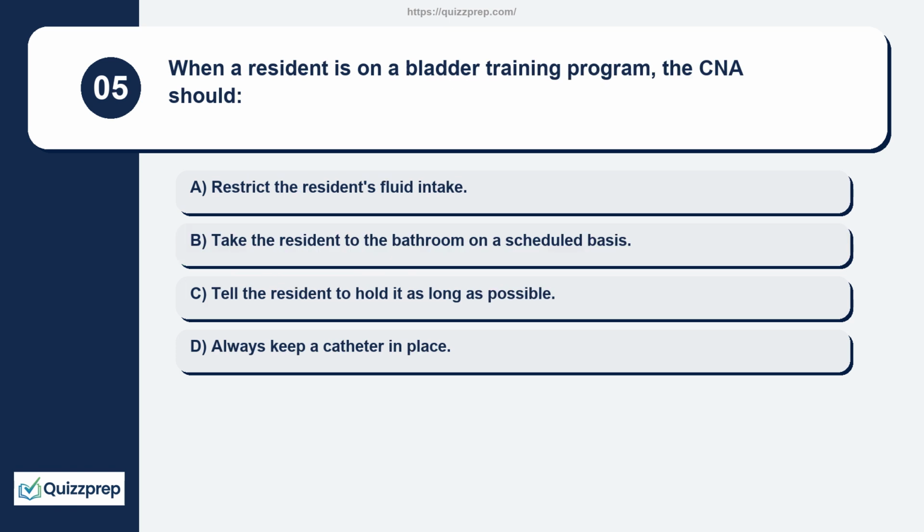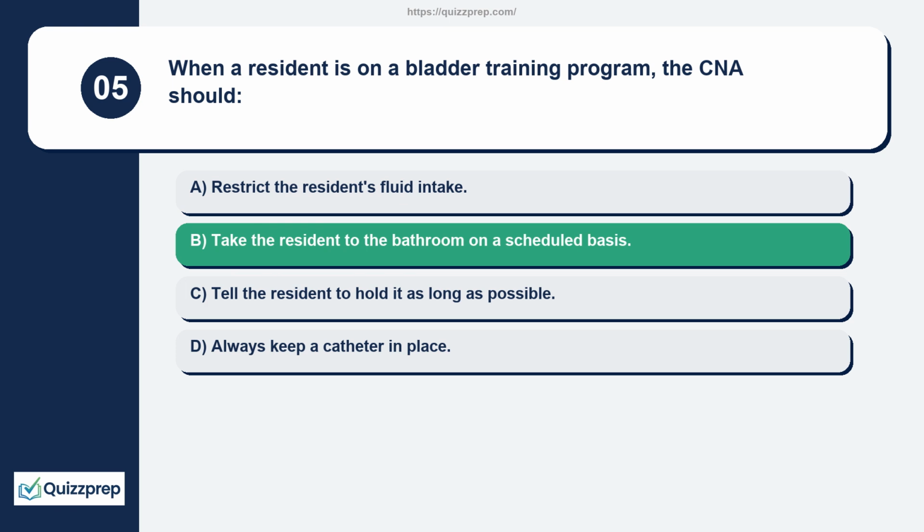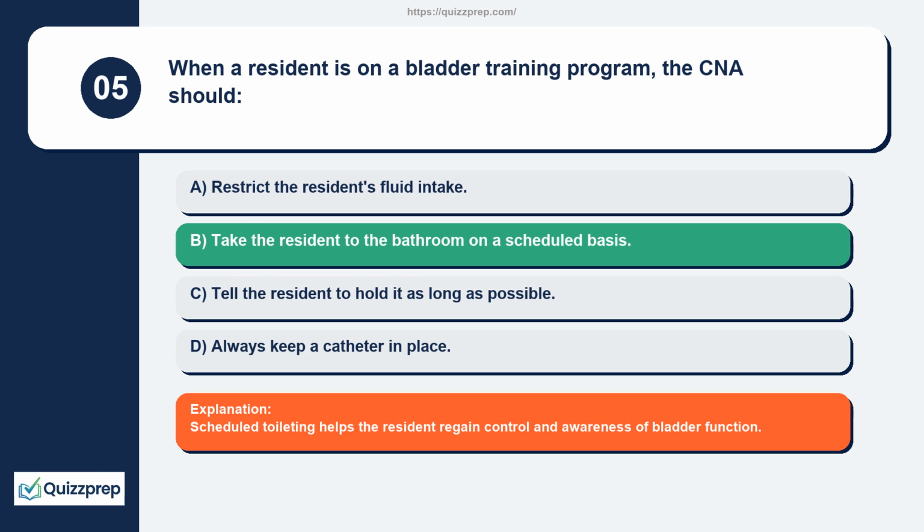Question 5. When a resident is on a bladder training program, the CNA should restrict the resident's fluid intake, take the resident to the bathroom on a scheduled basis, tell the resident to hold it as long as possible, always keep a catheter in place. Scheduled toileting helps the resident regain control and awareness of bladder function.